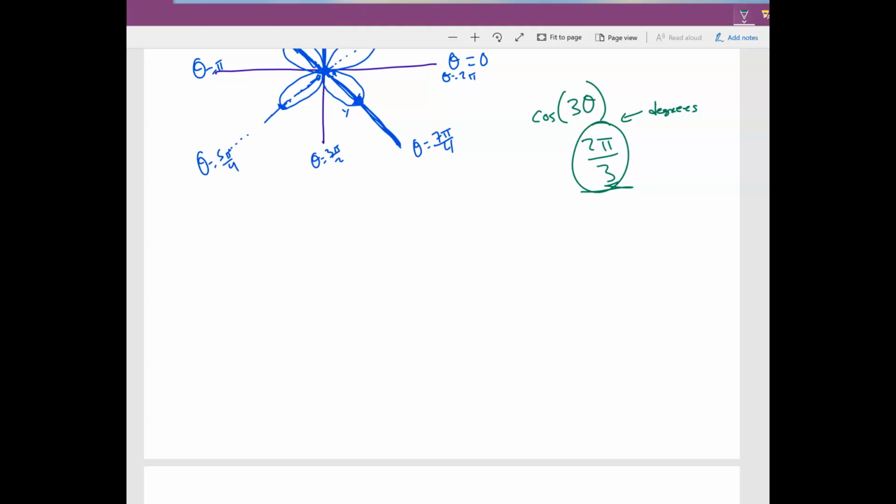Okay. So then the last one that we would do is the Lemniscate. So Lemniscates.